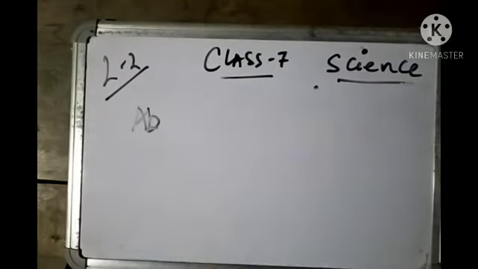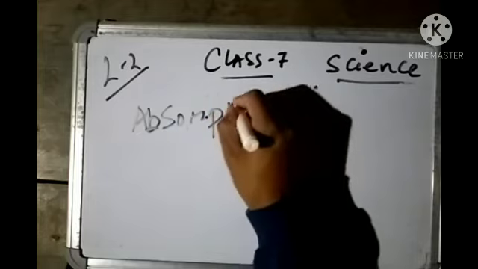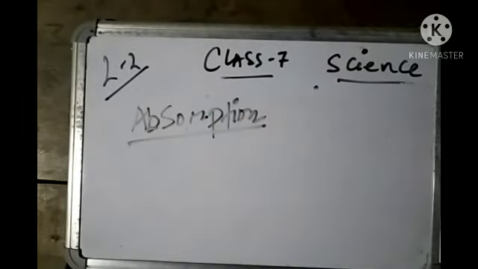Next topic is absorption in the small intestine. After the completion of digestion, it is time for utilization of the food by the body. So digested food can now pass into the blood vessels in the walls of the intestine. This process is called absorption.